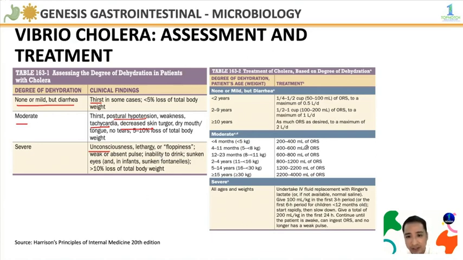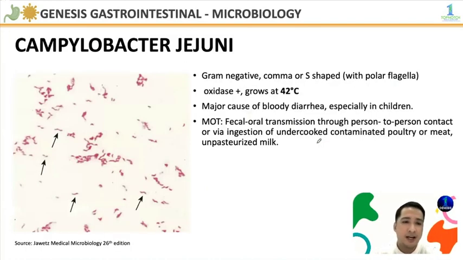You will see here that the main treatment for Vibrio cholera is to replace fluids with oral rehydration solution if the patient, of course, can tolerate the oral route. Otherwise, you have to provide aggressive management through intravenous fluid resuscitation. So that's Vibrio cholera. Okay. Another pathogen of importance is your Campylobacter jejuni.